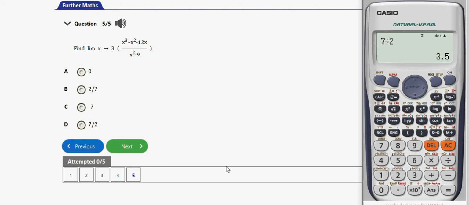Having known this, don't forget to reset: press shift button 9 for the instruction, press 3, press equal and equal again. Yeah, so we are good to go.